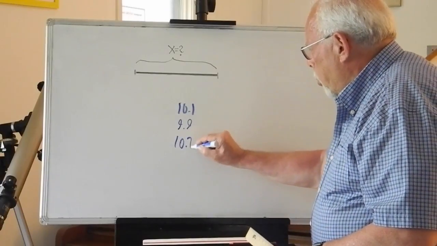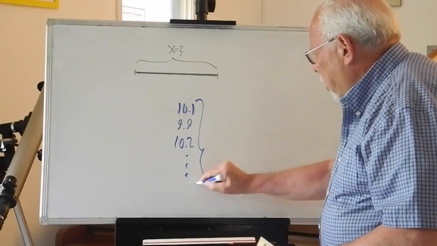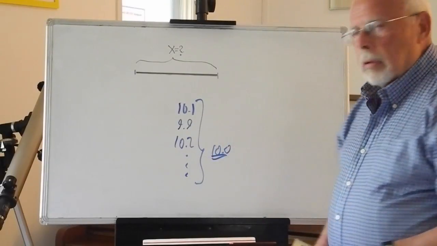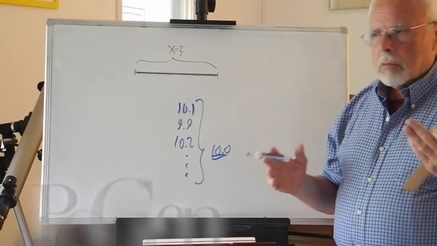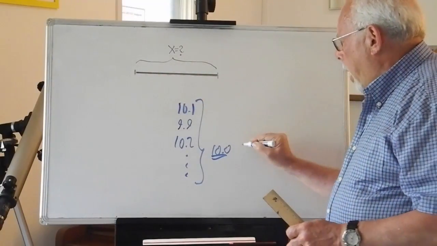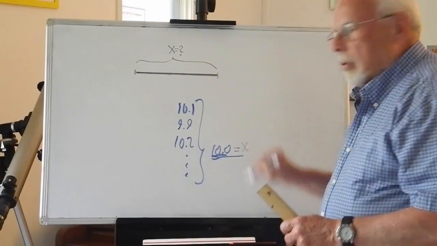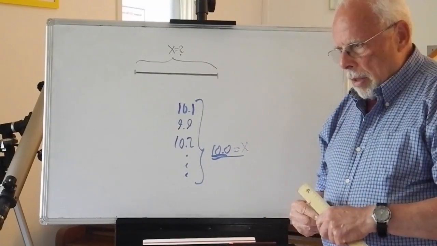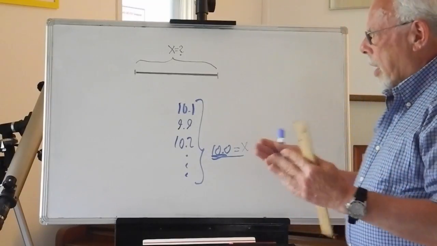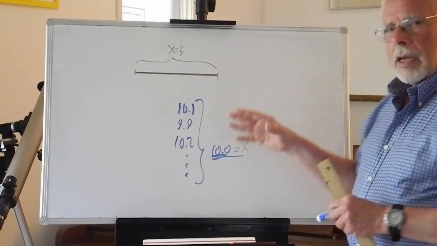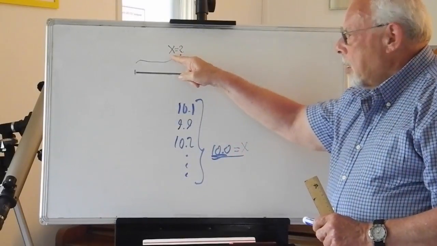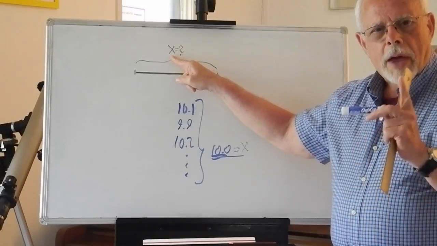Then 10.2, etc. I take everything and I average it out to decide that my best estimate of the value of x is this. Is there another way? Could we think of a completely different way to find the value of x?